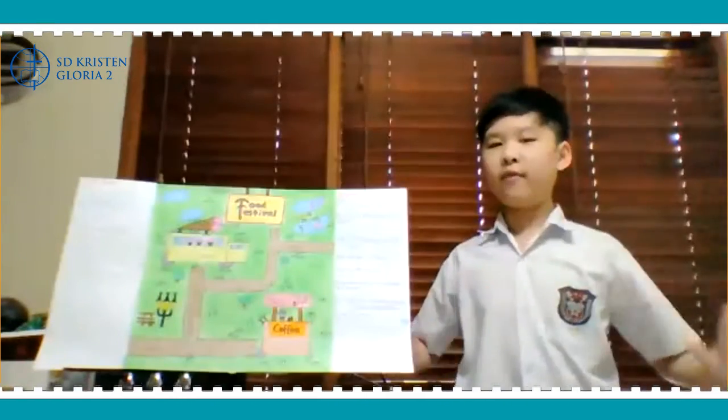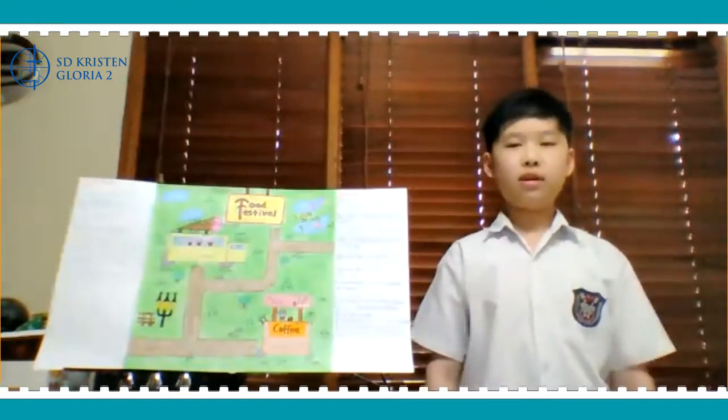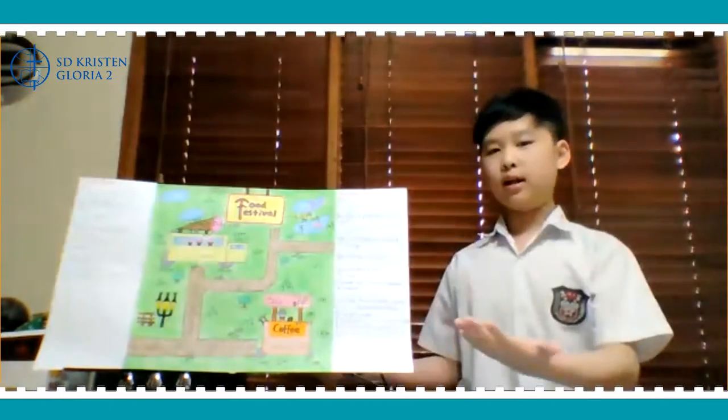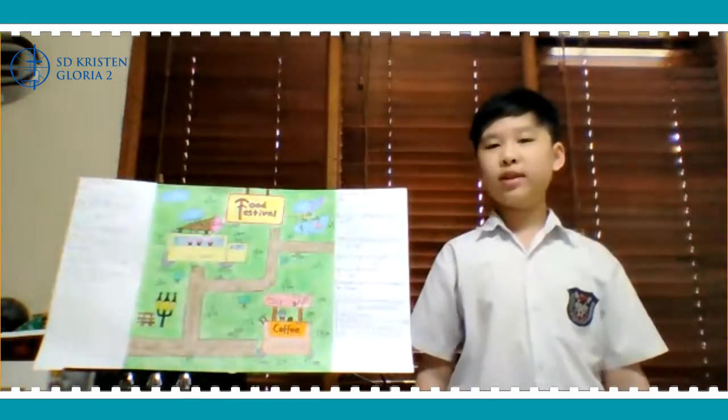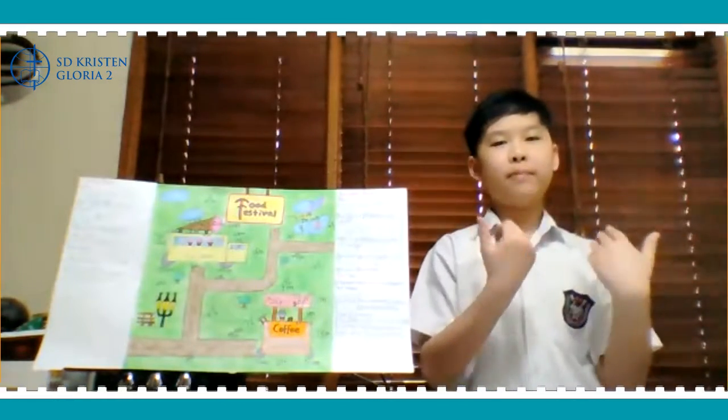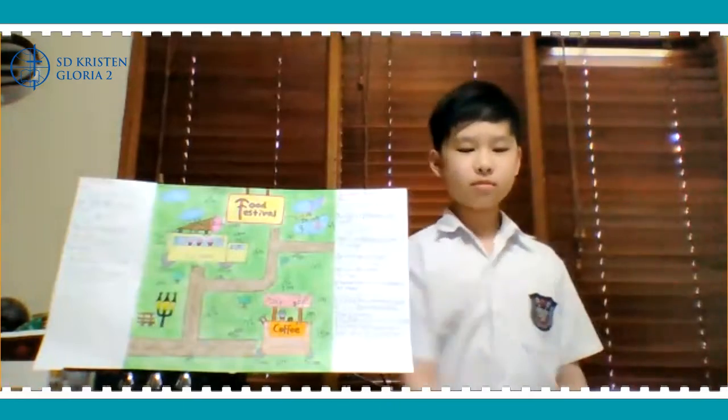The booths are very bright and colorful. If I rent a booth in the festival, I will design my booth to be very bright and colorful, so it will stand out and also attract people coming to my booth.